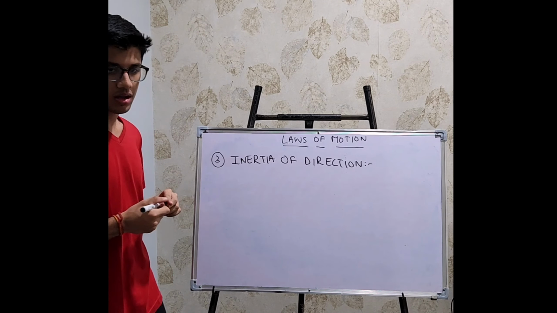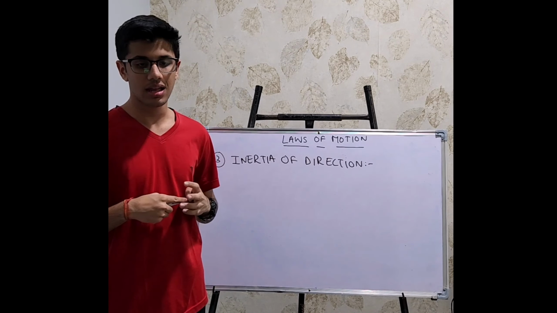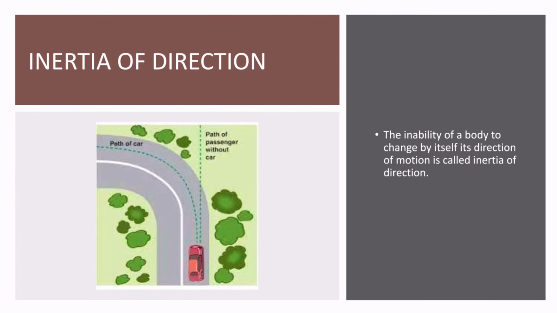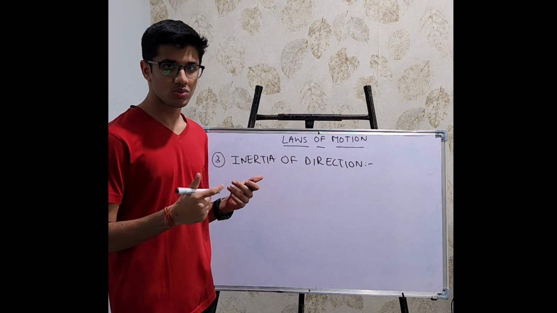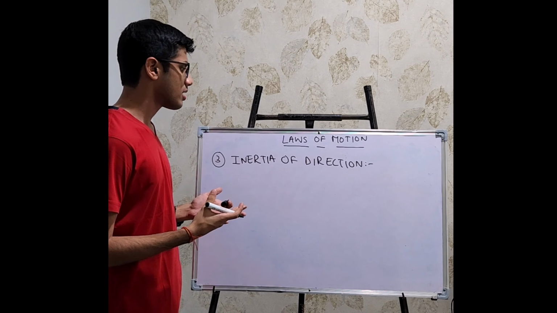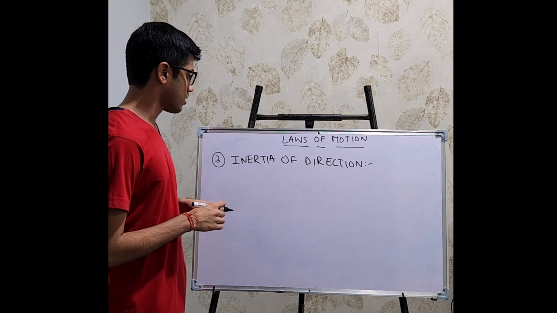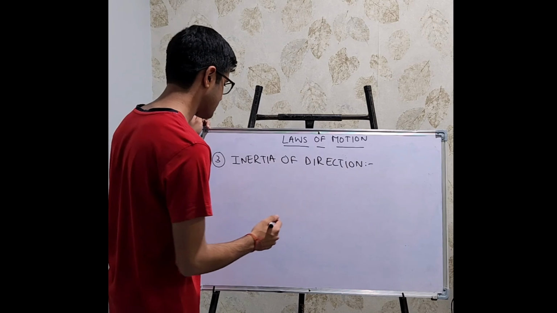Inertia of direction, what does it say? It is again the inability of a body to change by itself its direction of motion. That means it wants to continue to remain in the direction of the motion. And let us understand this again by an example.